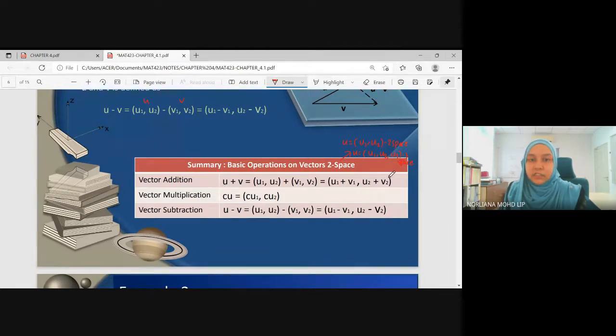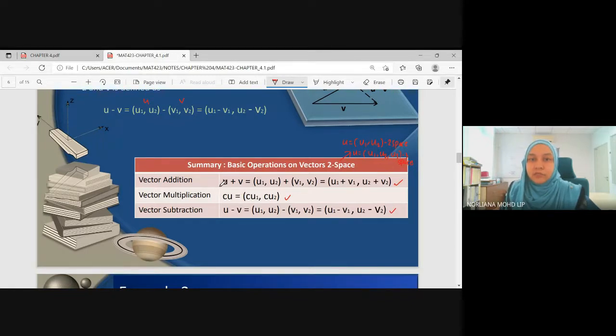Vector addition: u plus v is equal to u1 plus v1, u2 plus v2. And vector multiplication with a scalar: cu is equal to cu1, cu2. And vector subtraction is equal to u1 minus v1, u2 minus v2. Same as in 3-space.